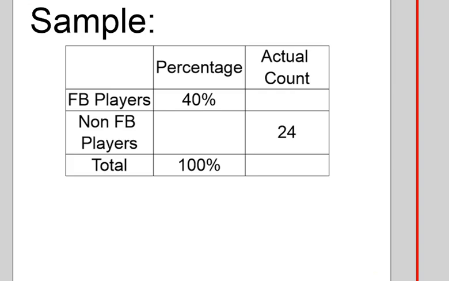All right, then here's one more sample problem to get you on your way as you think about using proportions to help solve percentage problems.